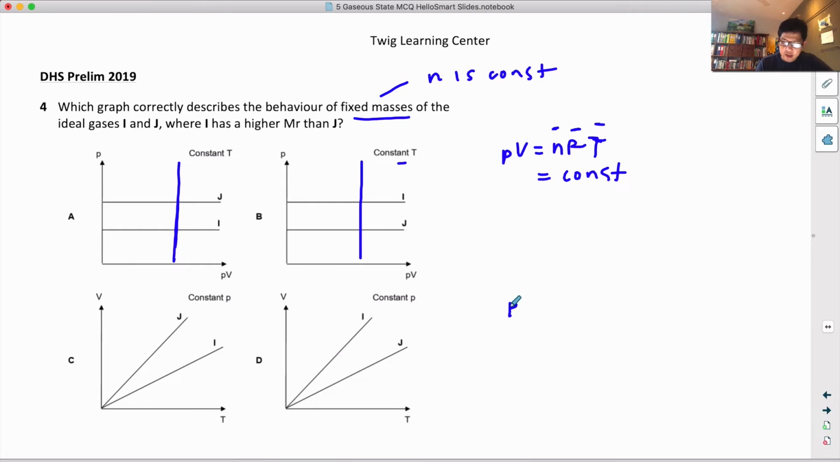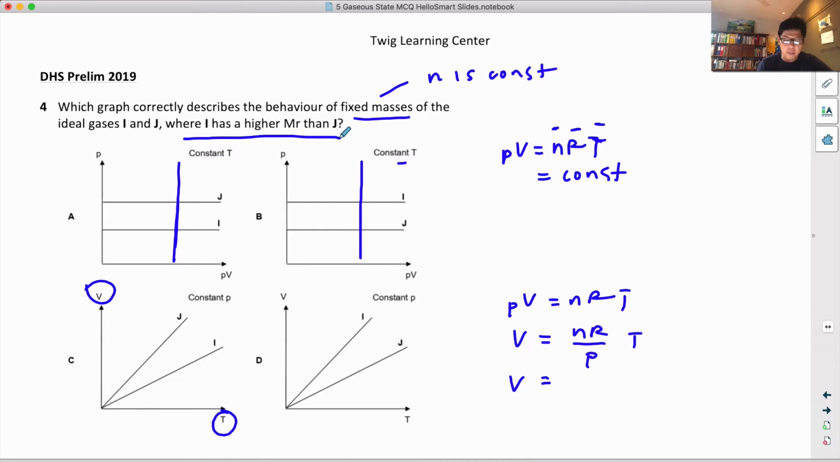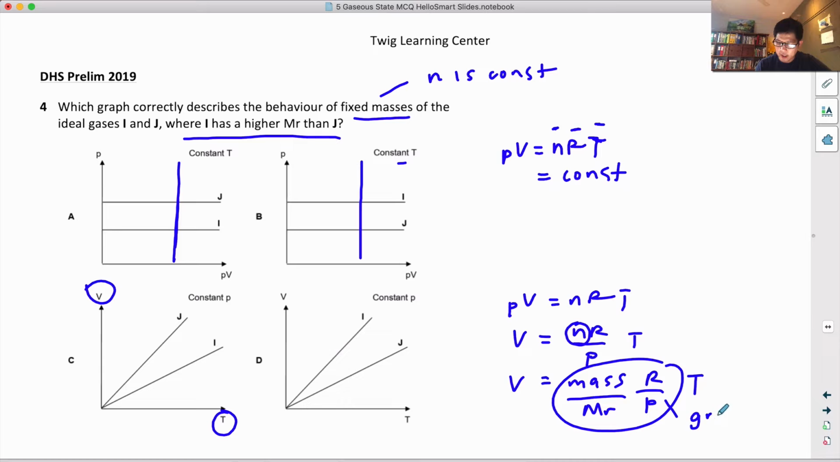Okay, let's look at the next one. PV = nRT. I'm going to plot V versus T. So V = nR/P × T. Since the question is only asking which graph is correct, you can see from here they say I has a higher Mr than J. The number of moles is equal to mass over Mr. So this whole part, nR/P, is your gradient, because you plotted V versus T. R is a constant, P is a constant, and mass is also constant, fixed mass. So the only difference is the Mr.